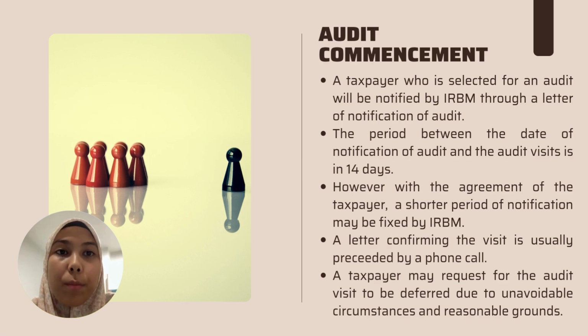The second audit process is audit commencement. Taxpayers are notified of audits through a formal letter, typically providing a 14-day notice. In some cases, with mutual agreement, this notice can be shortened. The IRBM also confirms the visit via a phone call. If needed, taxpayers can request a deferral for valid reasons.